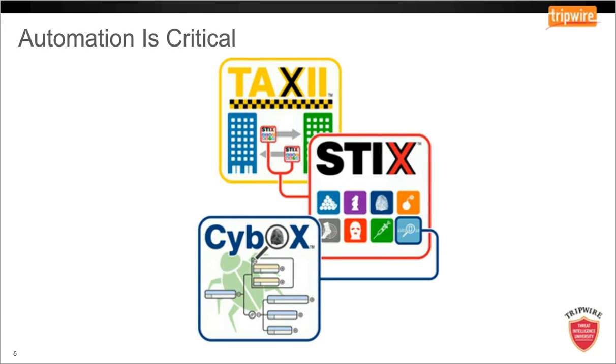So what is the answer? Well, the answer is automation. MITRE, along with the US Department of Homeland Security, created a standard for sharing threat intelligence in an automated format. It's called STIX and TAXII. You can think of the two standards as analogous to the web. STIX is like HTML, and TAXII is like HTTP. So STIX allows you to model everything from a simple IP address and file hashes to very sophisticated advanced persistent threats in a common XML format.